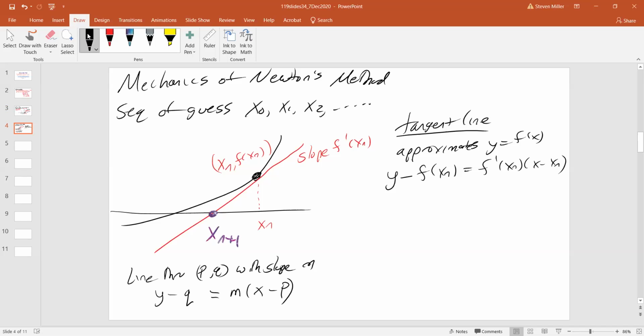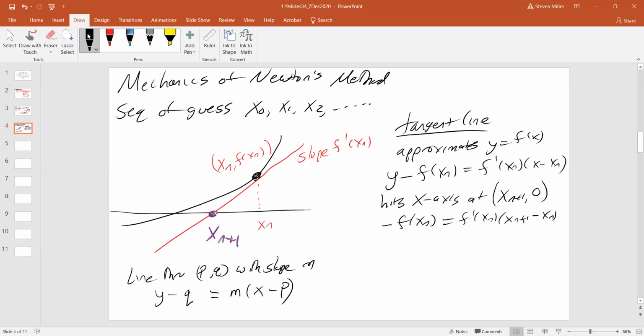And so now, if we look at where this line hits the x-axis, it hits the x-axis at the point (xn+1, 0). And the y coordinate is 0 because we've hit the x-axis. So we get negative f of xn equals f prime of xn times (xn+1 minus xn). And it's xn+1 because that's our new point. And so now we can solve for xn+1.